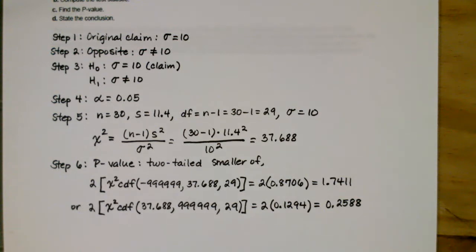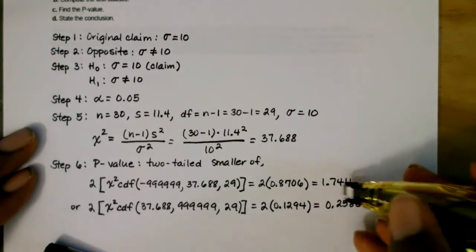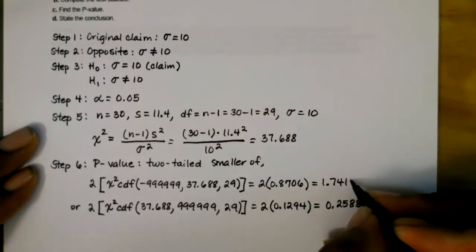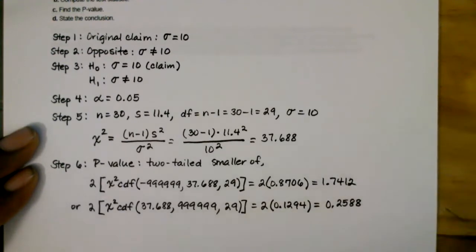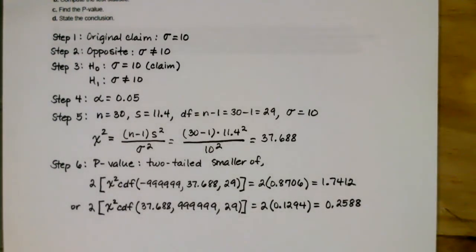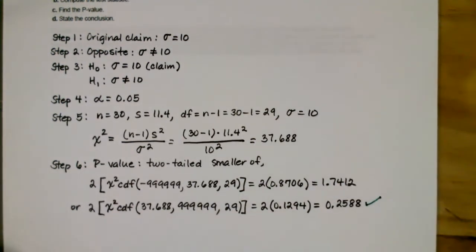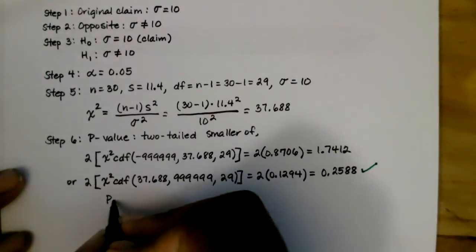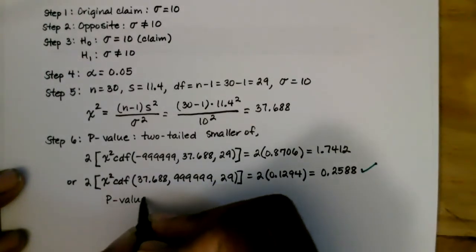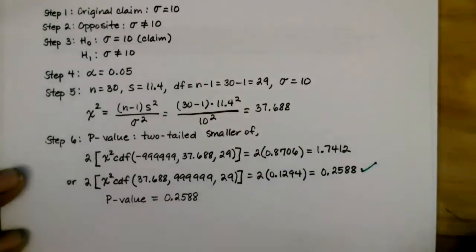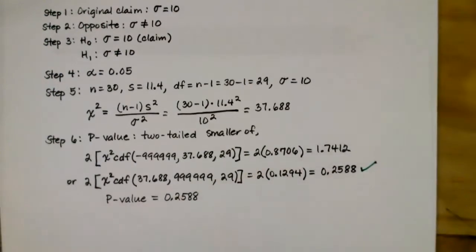And you know something, to be fair with this one, I'm going to say 1.7412 for this one. Not that it matters. But I have to pick the smaller of the two, which is the one that says 0.2588. All right, so here, the p-value will be 0.2588. That's the smaller of these two right here.